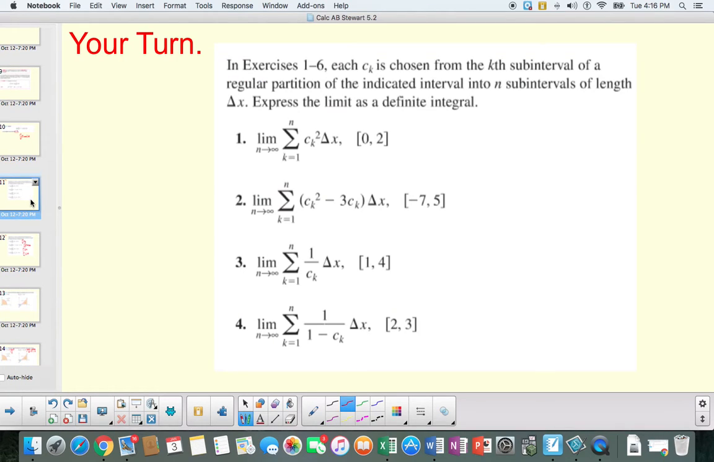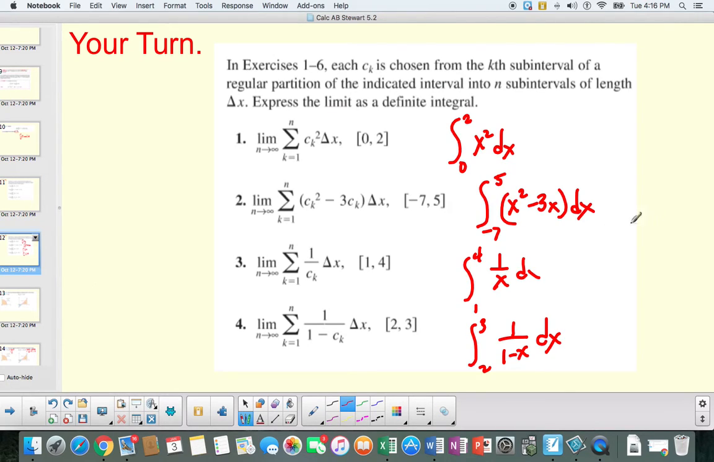Your turn. Try to convert all of these limits of summations into integrals. Here are the answers.